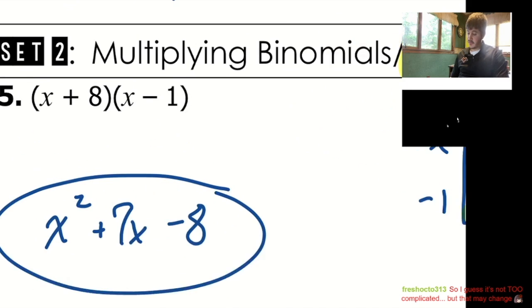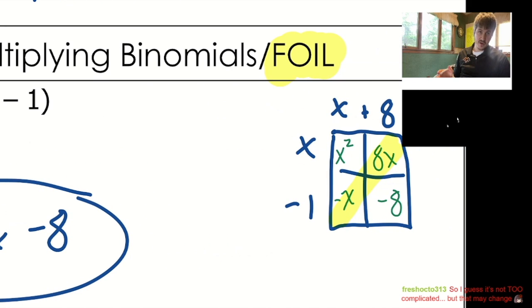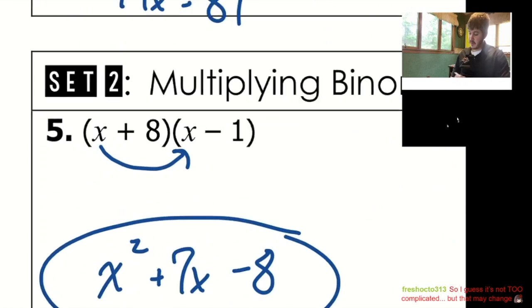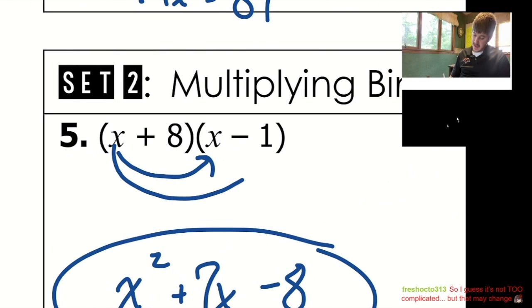The reason why it's called FOIL, by the way, it's an acronym. It stands for first, outer, inner, last, and all it does, it's the same thing. That's your first, the first part of your box method. Then the outer is the outer numbers, so it would be x and negative 1, which is also in the chart, and then inner which would be 8 and x, and then last 8 and negative 1. Just multiplying them all, writing them out. So it's the same exact thing. I mean, that's where the name FOIL comes from when you're multiplying binomials.